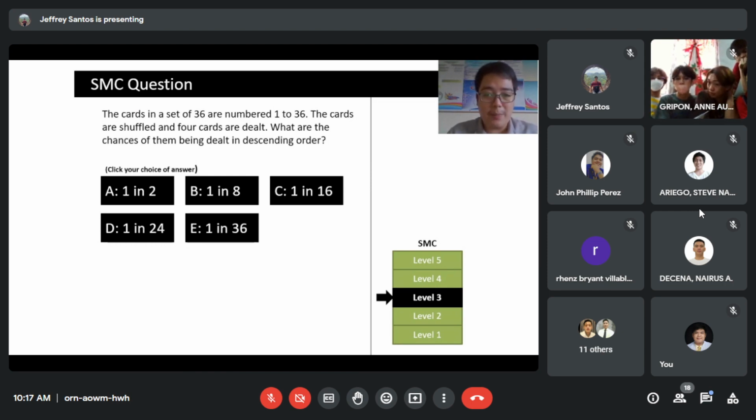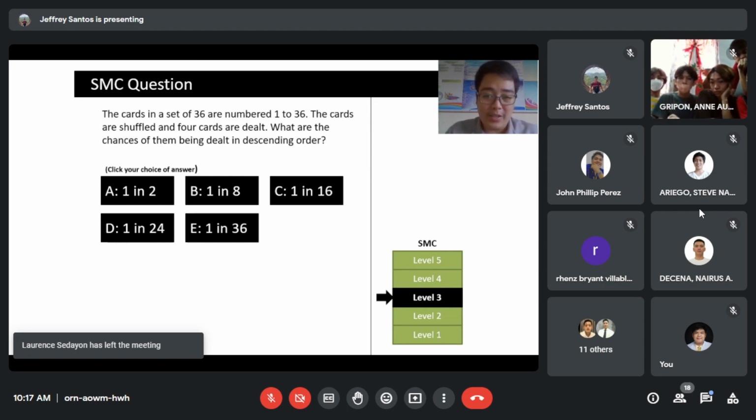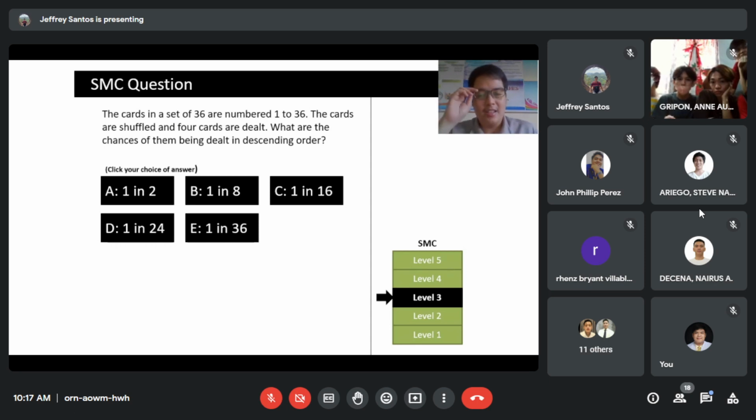So here are the possible choices. Sa tingin niyo, what will be the possible answer here? Paano kaya natin isosolve yun? Okay, so an idea? Okay, so the answer is, ano kaya ito? This is 1 in 24.